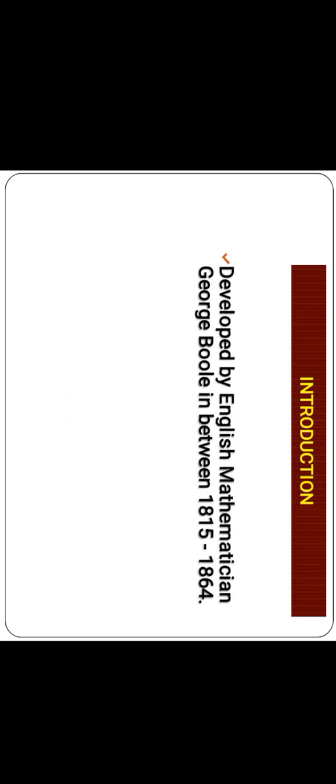Today we are learning about the topic Boolean Algebra. First we can see the introduction. It was developed by English mathematician George Boole between 1815 and 1864.